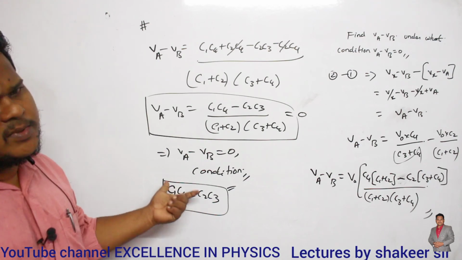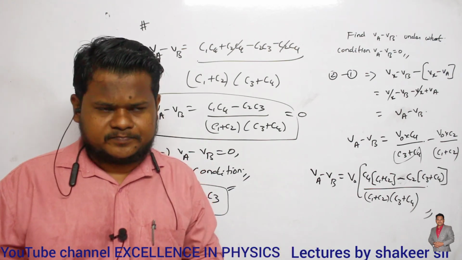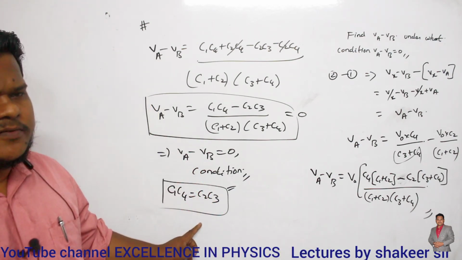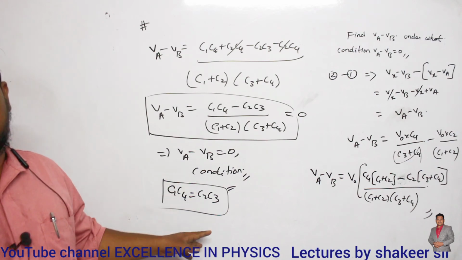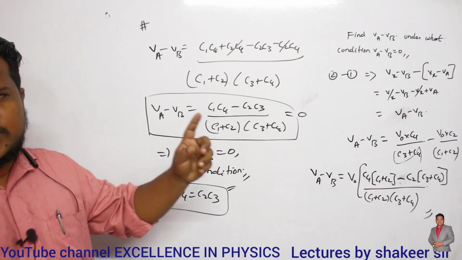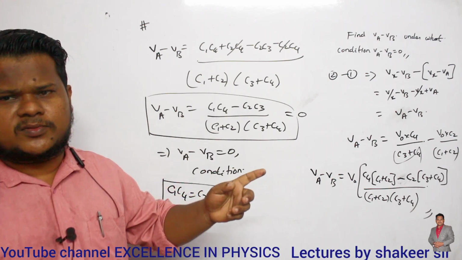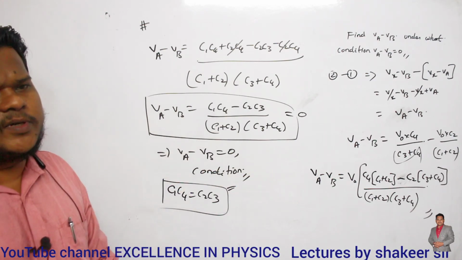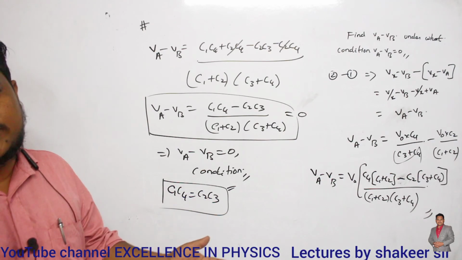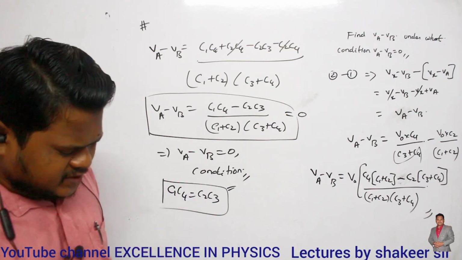This is nothing but the condition of the Wheatstone bridge. This is the exact condition of the Wheatstone bridge. So if you place any capacitor between A and B also, charge is not going to flow between A and B. That is the meaning of this. Make a note up to here.